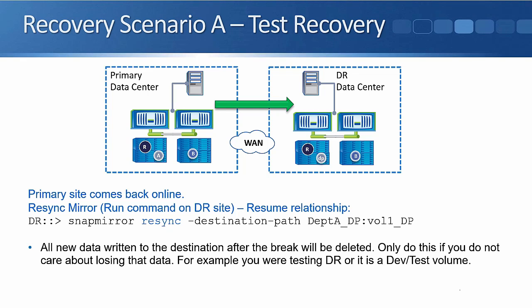For example, you were testing DR and you just wrote some test information into the volume that you don't actually need to keep, or if you actually did have a disaster, if this particular destination volume is just used for dev test and you don't care about actually retaining any changes that you made to that volume while you were failed over to the DR site.